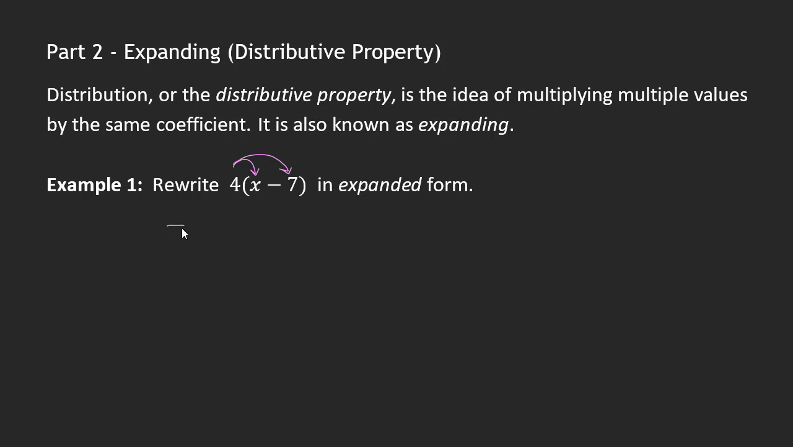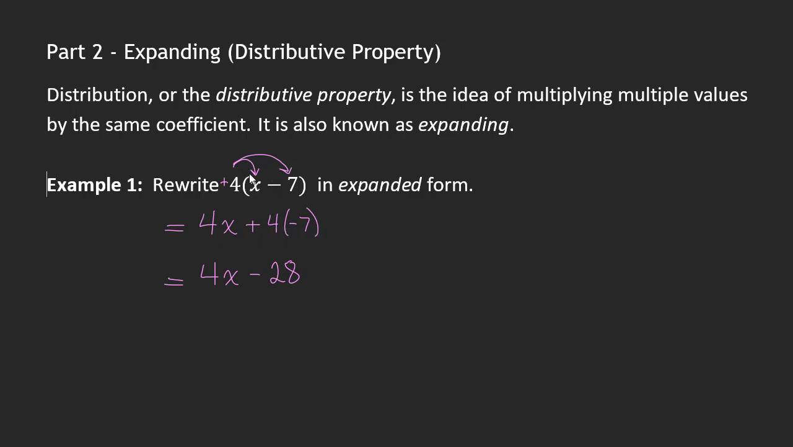And so we could rewrite this as 4 times x, as well as 4 times a negative 7. The pluses and the minuses can get a little confusing here, but the 4 is positive, and so we're multiplying a positive 4 times a negative 7, and this creates a new expression. And so that creates the expression 4x, and 4 times a negative 7 is negative 28, so it's 4x minus 28.